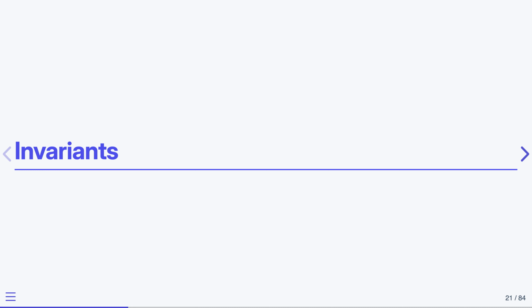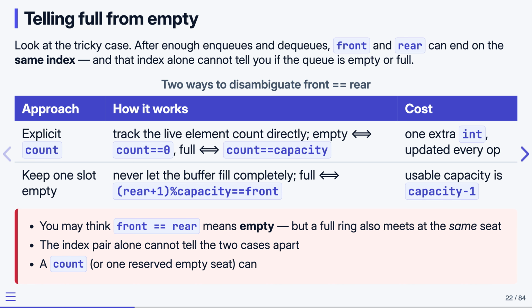Now let's look at the rules that must stay true after every operation. We call these the invariants. The first one is telling a full queue from an empty one. Now look at the tricky case. When you enqueue and deque many times, front and rear move around the ring.